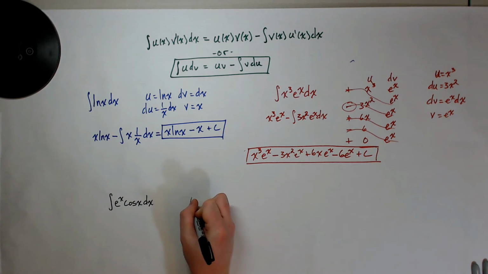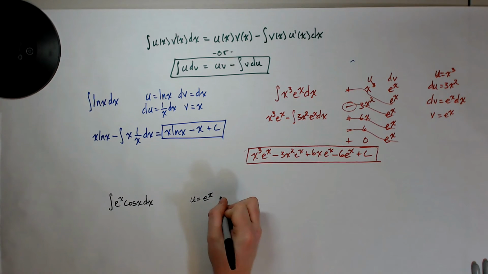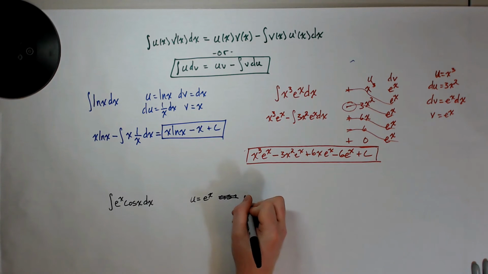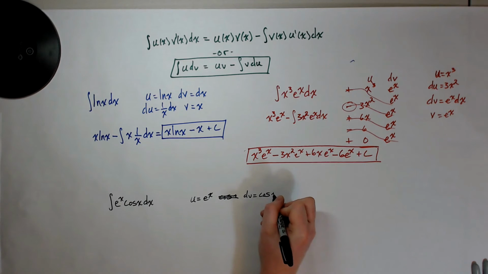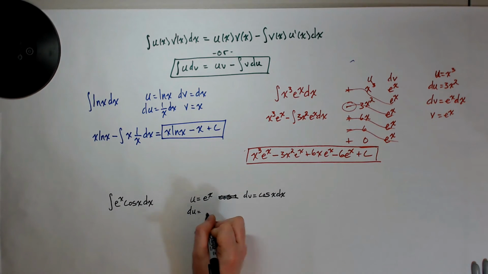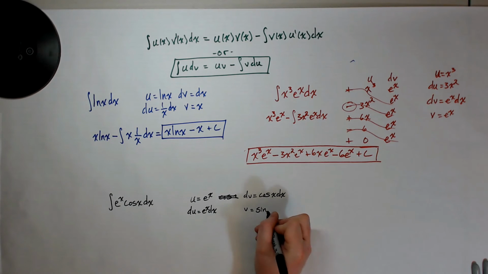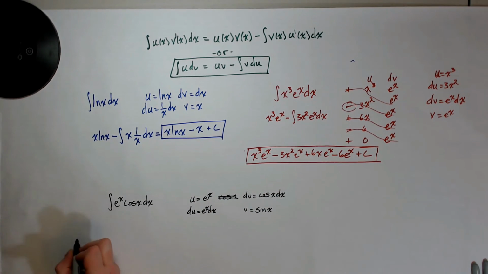In this example, neither e to the x nor cosine x is going to disappear. So let's see what happens. Let's let u equal e to the x and let dv equal cosine x dx. The derivative of u is e to the x dx, and the integral of dv is v, and we get sine of x. Now plugging that into my formula, we're again using uv minus the integral of v du.